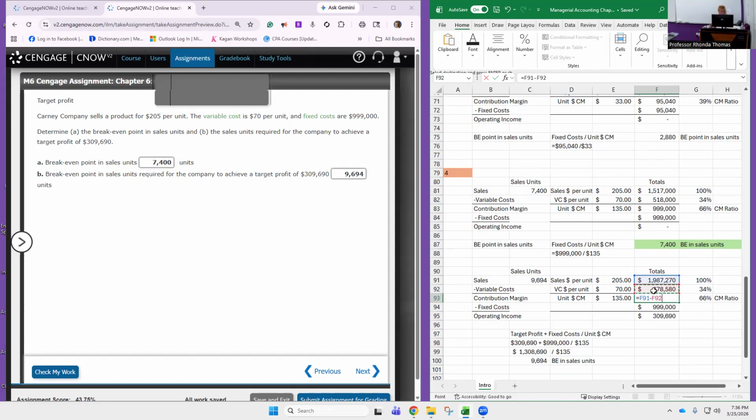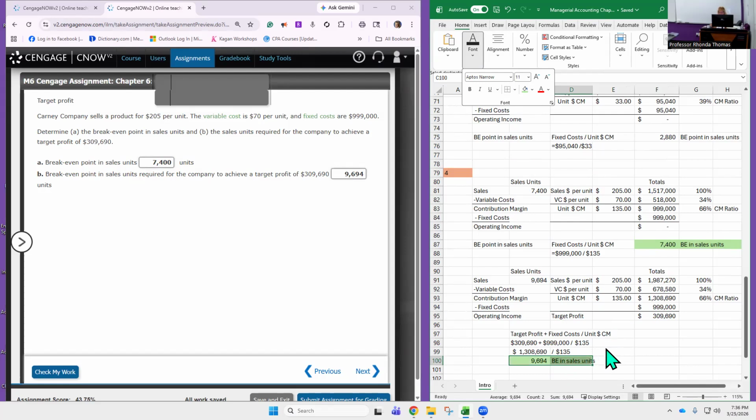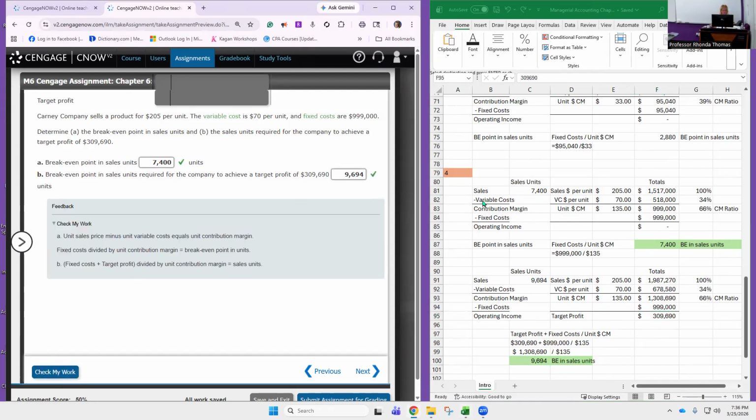Okay, so the math is 1,308,690. Yay! And then we subtract our fixed, and there is our target profit. Okay, so I'm going to put target profit. So we just proved it. But this is the answer that they want. Got to figure out how many units we have to sell to have a profit like that. Okay, so let's go ahead and check it.